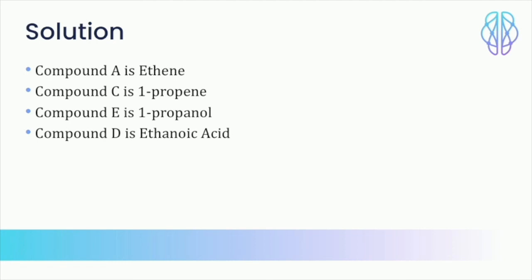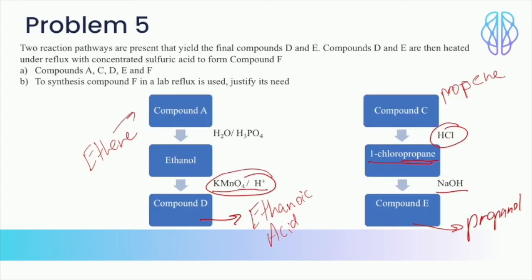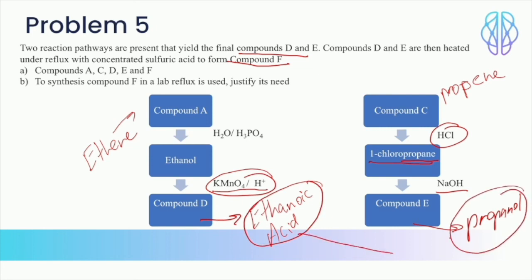So it's asked for 5 things. We found 4, A, C, E, and D. We didn't read the question properly. We still need to find compound F. So if you read the question properly, it said that at the very end, 2 reaction pathways are presented that yield the final compounds D and E. Compounds D and E are then heated under reflux with concentrated sulfuric acid to form compound F. So we have ethanoic acid and propanol under reflux to give us what is going to be, hopefully you got it, an ester of some kind.